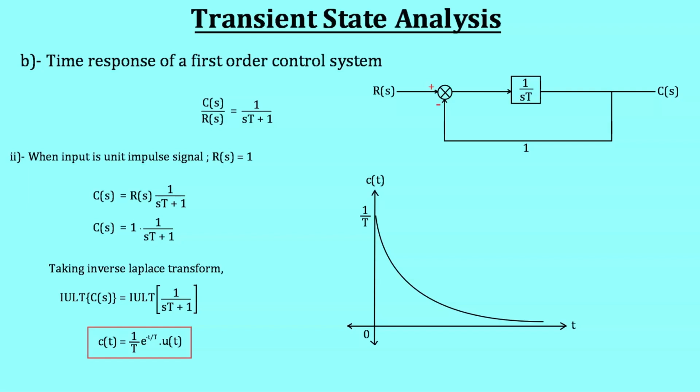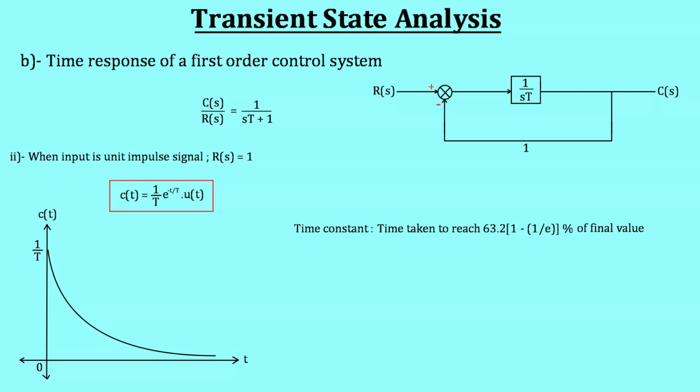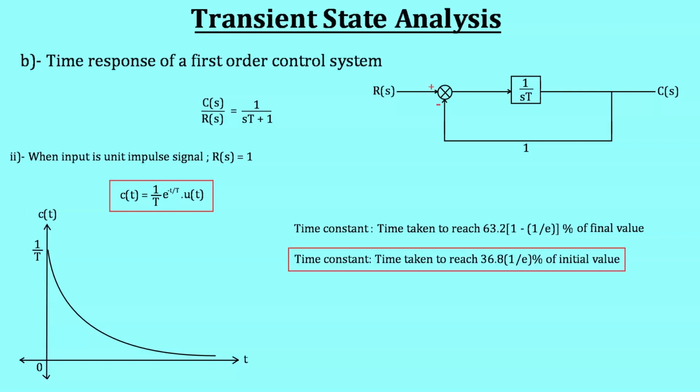You have just seen that the time constant definition depends upon the final value, but in this case you can clearly see the final value is actually 0. Whatever percentage you want to take of 0, it will always be 0. So here, the definition of time constant is slightly different. The time taken to reach 36.8% of the initial value is referred to as the time constant in this case. And the time constant in these types of cases is also referred to as decay time.